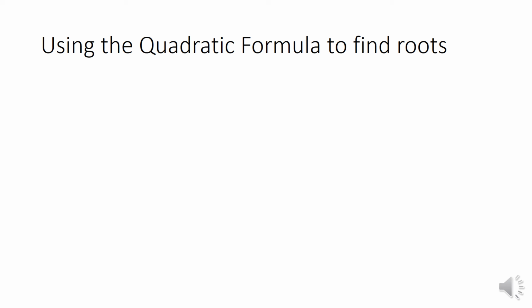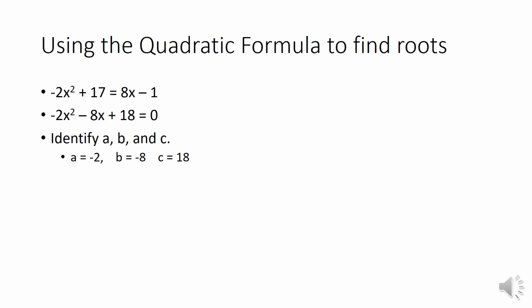Now I want to do another example because I think it'll be instructive. So let's say that this time the equation we're given is negative 2x squared plus 17 is equal to 8x minus 1. Now first step, whenever you're using the quadratic formula, is to always get our equation into standard form. So here I've moved all of the values onto one side, leaving 0 on the other. So once we have it in standard form, we then need to identify our A, our B, and our C. So our A in this case is going to be negative 2, our B is going to be negative 8, and our C is going to be positive 18.